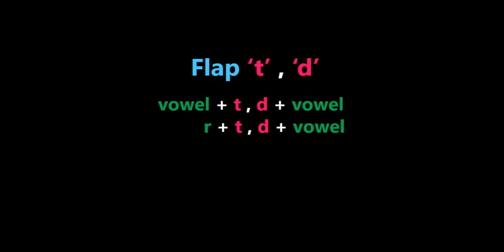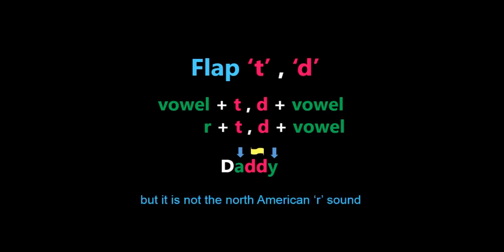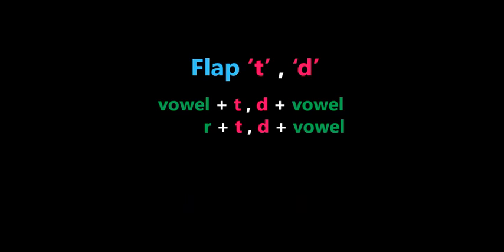flapped. For example, daddy. You can see the D is between vowels, so the sound can be flapped, daddy. But it's not a North American R sound. And another example, party. The T is between an R and a vowel, so the sound can be flapped, party.